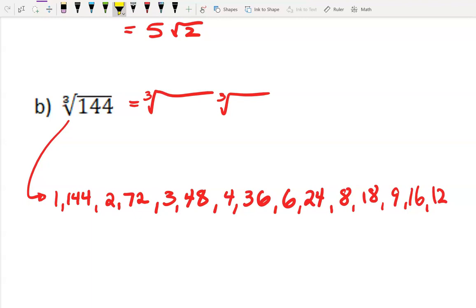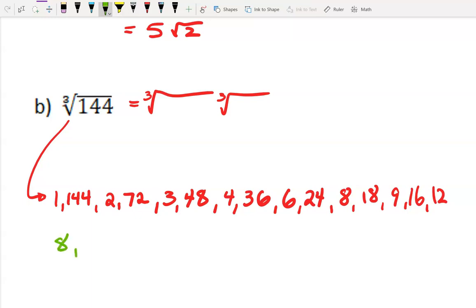Those are factors. It really hasn't helped me much because I still need to know the perfect cubes. This is the hard part about it. Okay, this is why I was kind of hesitating there for a minute. Which of these numbers are perfect cubes? Well, you might need to list the perfect cubes.